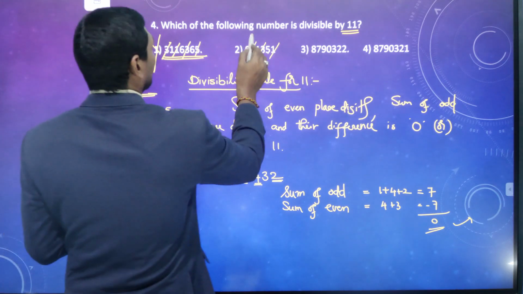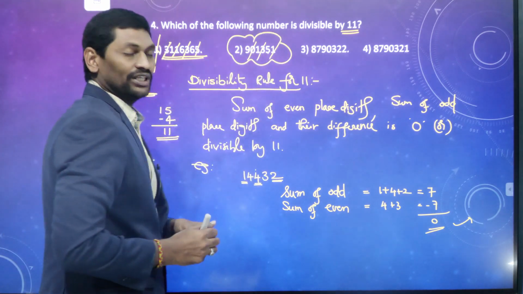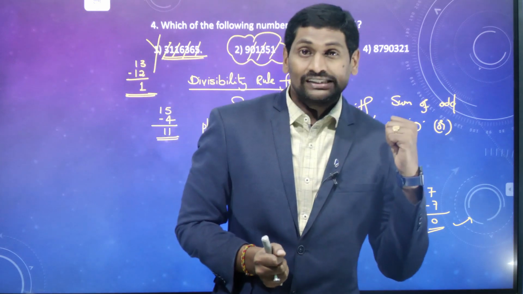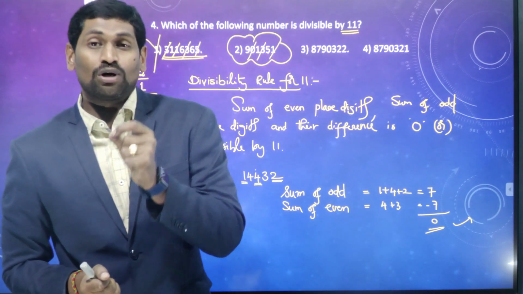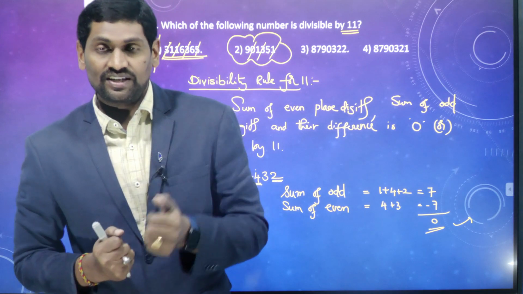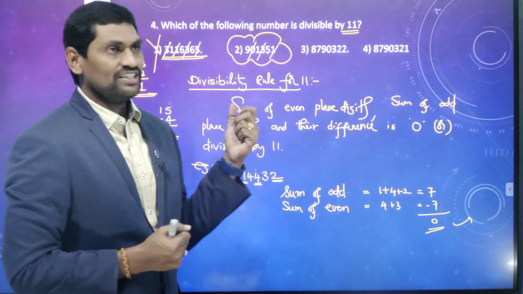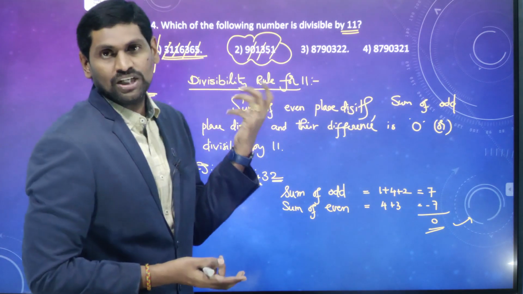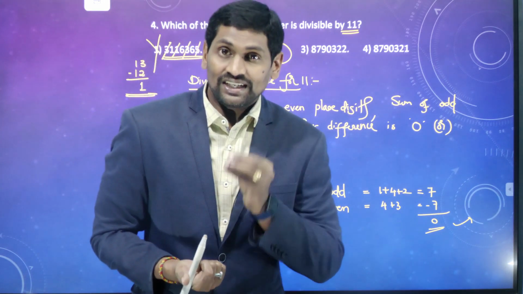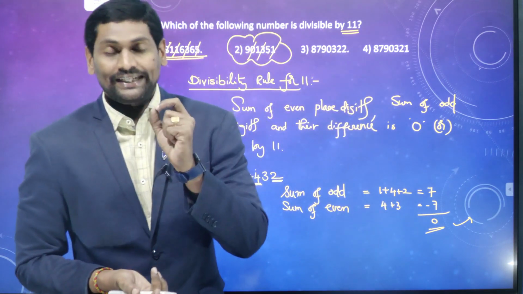Therefore option 2 is correct. According to the divisibility rule, the sum of odd place digits and the sum of even place digits, and their difference is 0 or a multiple of 11. See, the difference is 11. So 11 is a multiple of 11 itself. So we can say that option number 2 is the correct option.